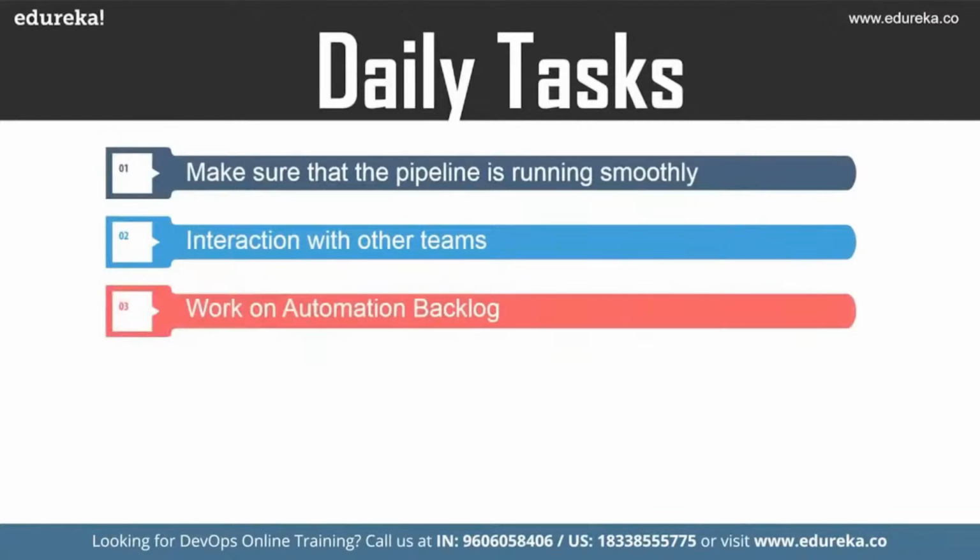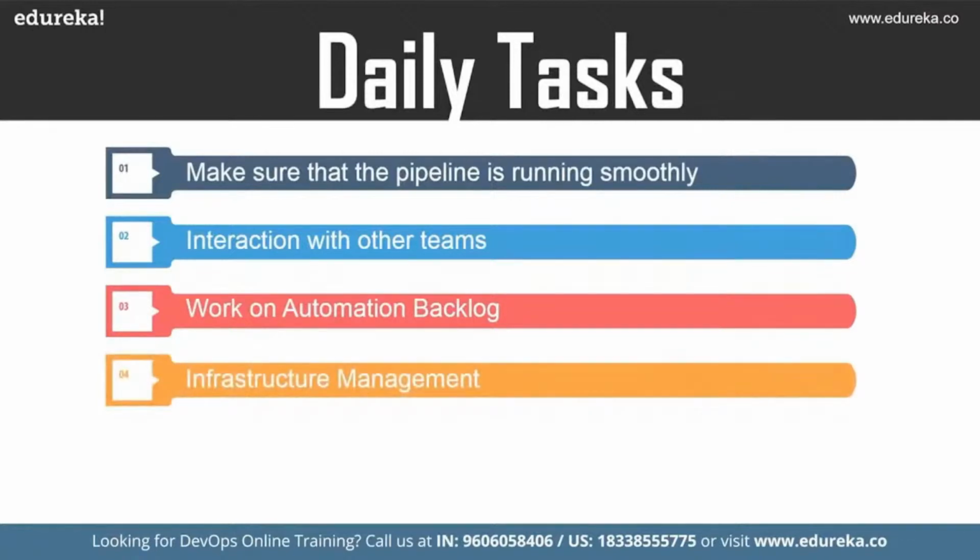The next point here is working on the automation backlog. Automation is the soul of DevOps, so a DevOps engineer needs to plan it out, and he spends a lot of time behind the keyboard automating things on a daily basis. The next point here is infrastructure management. DevOps engineers are also responsible for maintaining and managing the infrastructure required for the CI/CD pipeline and making sure that it is up and being executed optimally. This is also a part of their daily schedule. For example, working on backups, making sure that the systems are always highly available, new platform setup, and so on.